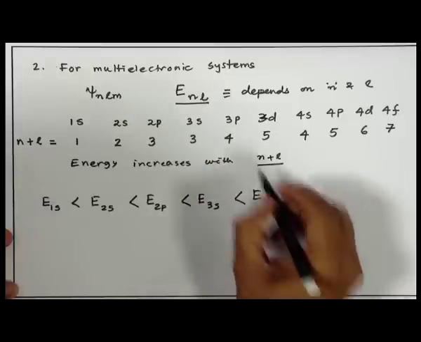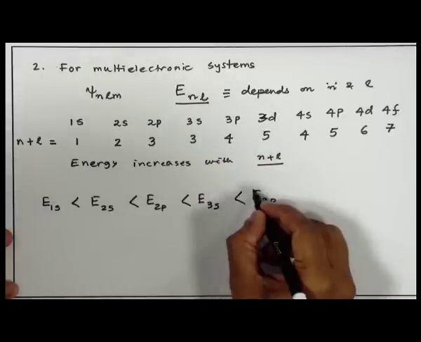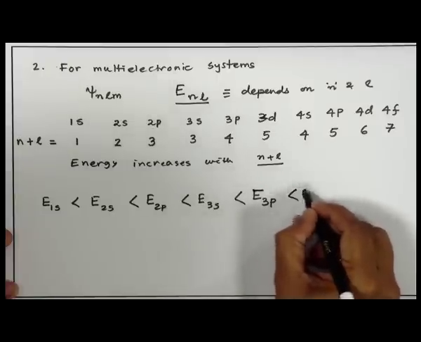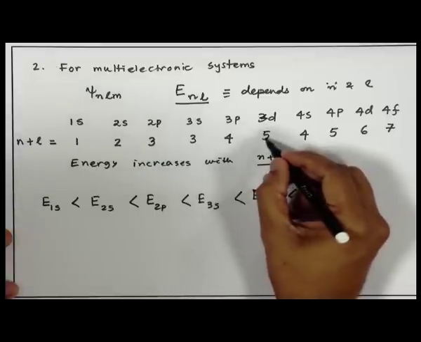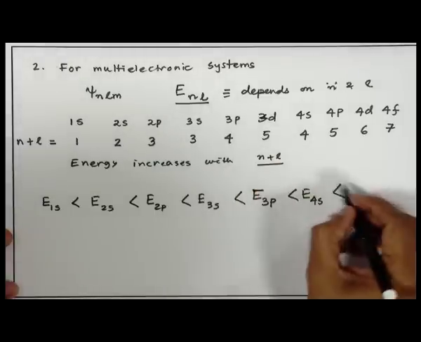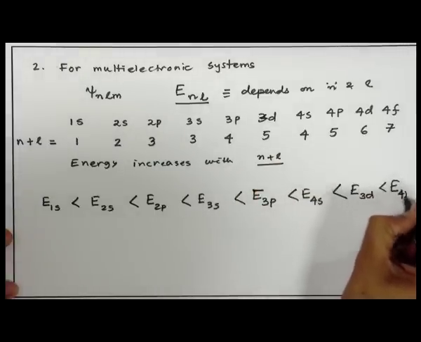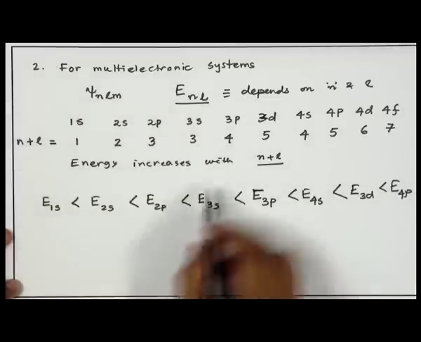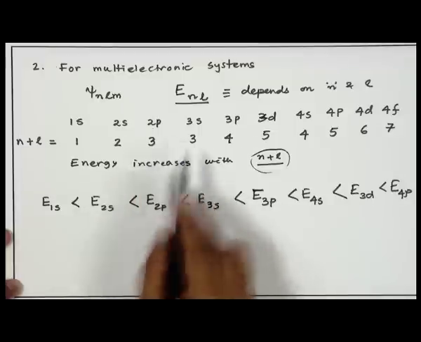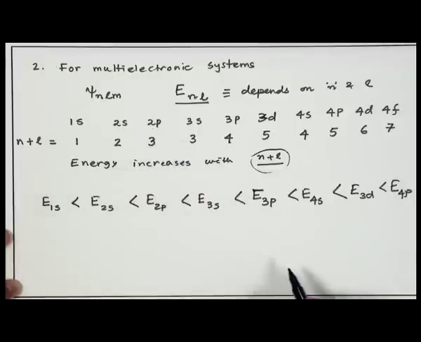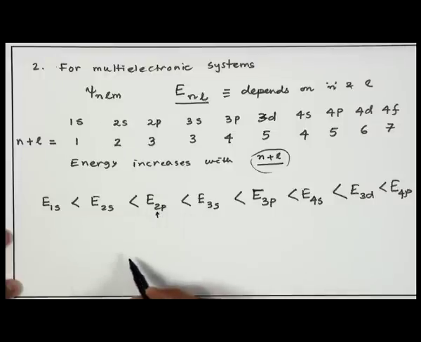We have to be careful here, because 3p has 4, and 4s has 4. So, the next orbital will be E4s, and then for 5, you will have to look again, be careful: 3d and E4p. So, the energy ordering is following the value of n plus l, and when there is the same value of n plus l, we know that the lower value of n has lower energy.